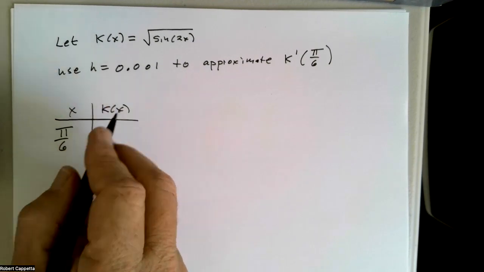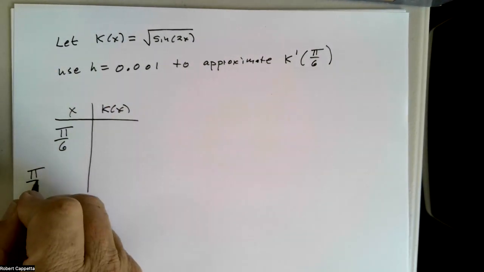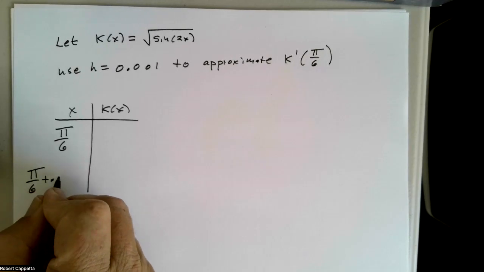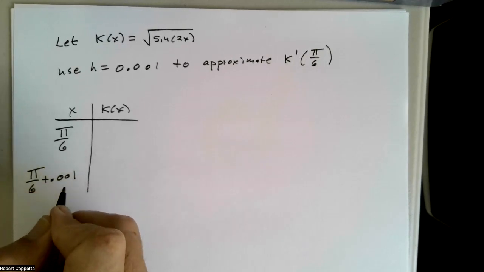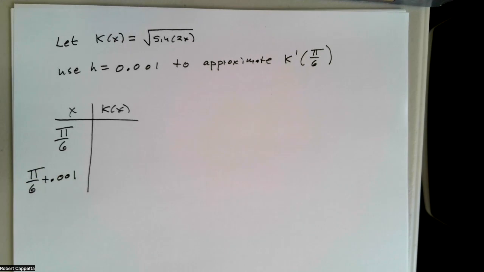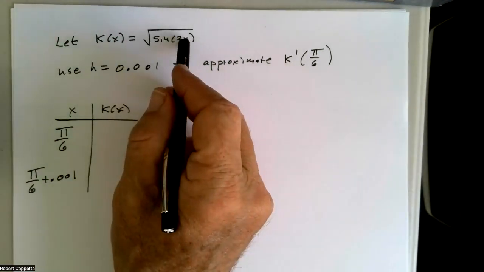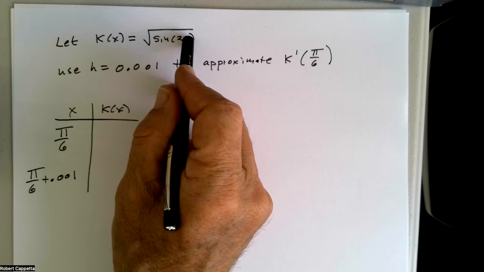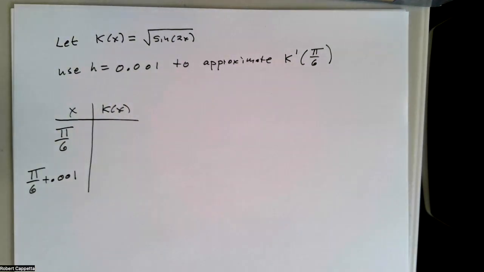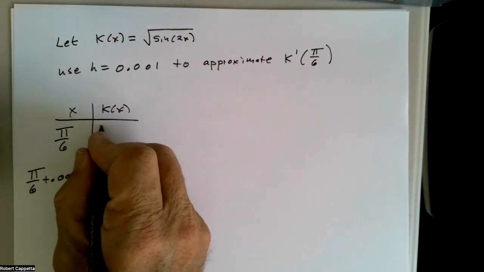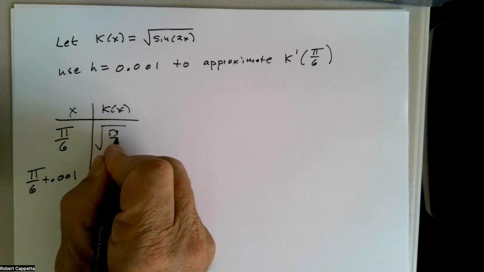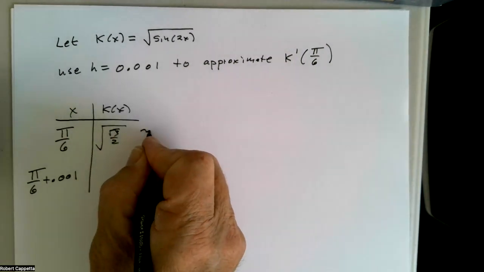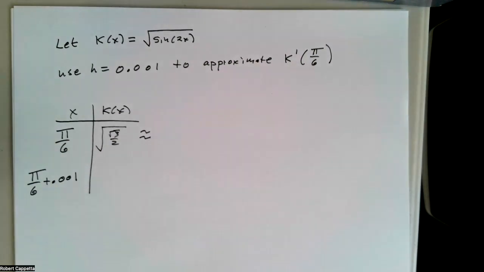And then I'm going to add 0.001 to that, to determine what those values are. So this is a job for technology, although you could do the pi over 6 part mentally. Sine of 2 times pi over 6 is sine of pi over 3, which is root 3 over 2. So it's the square root of the square root of root 3 over 2. But that's pretty unpleasant.